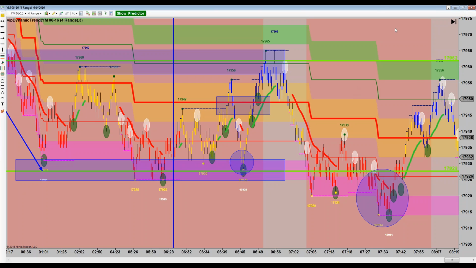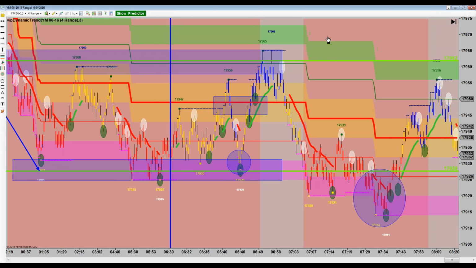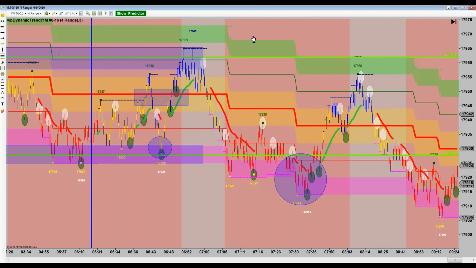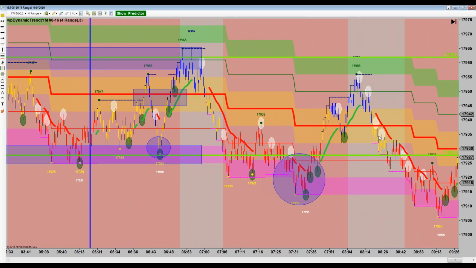You're trying to get in here. Maybe you box it in here. You think it's going to go somewhere. It's just chopping all over the place. It comes down here, breaks support again, starts to get you short on a little breakdown. Maybe you did a mid band here, and then you got a scalper out of it. Stand down, sit on your hands, wait for a trend change.